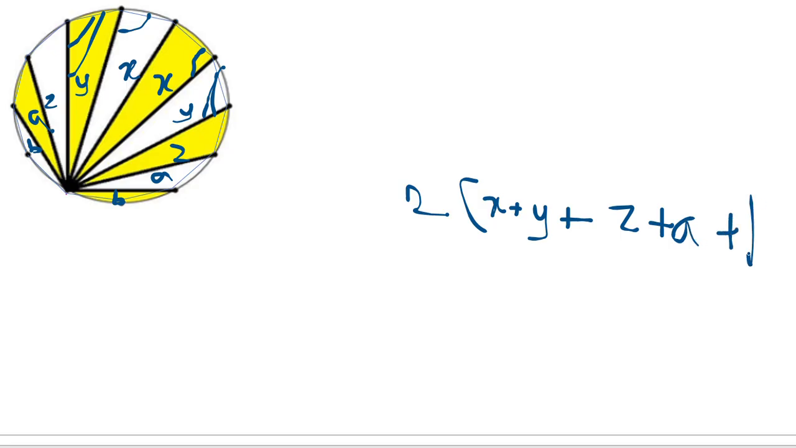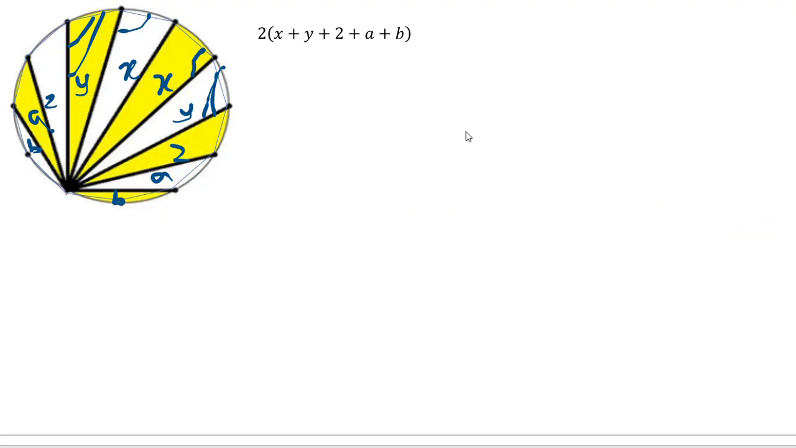Okay, now based on that, we can create the expression of the area of the circle as 2 times x plus y plus z plus a plus b. Now let's write down this equation in typed form for clarity and for your convenience. Now this right here is an expression for the area of the circle. Sorry, this is supposed to be z. Okay, so now we have an expression for the area of the circle.